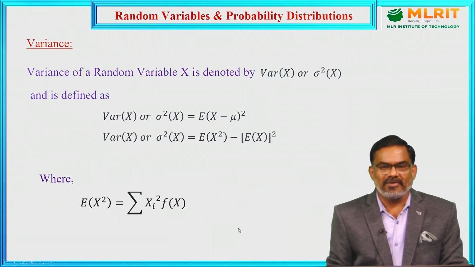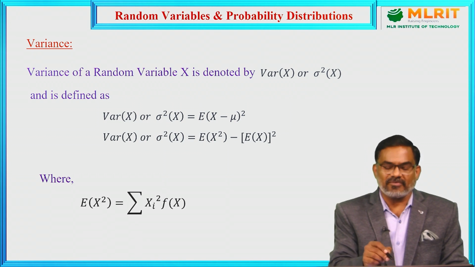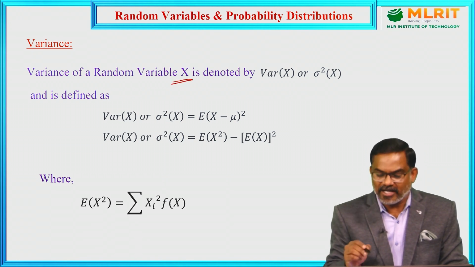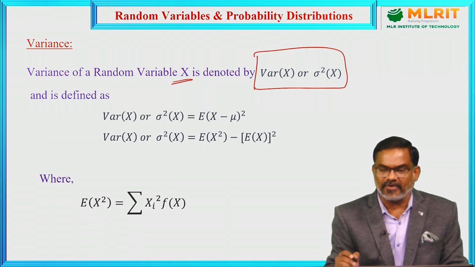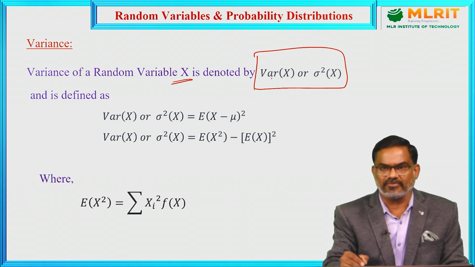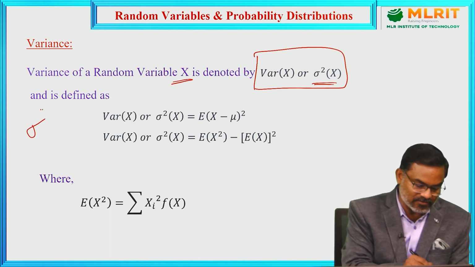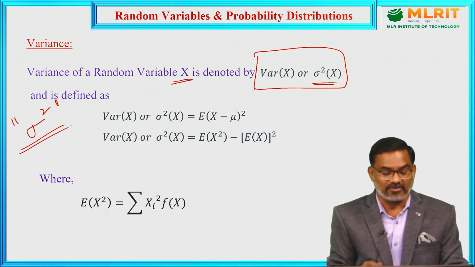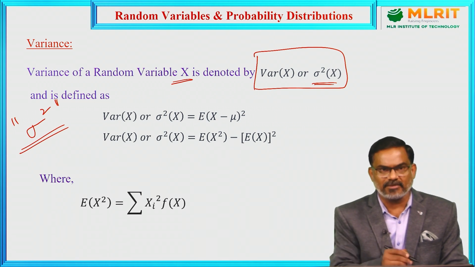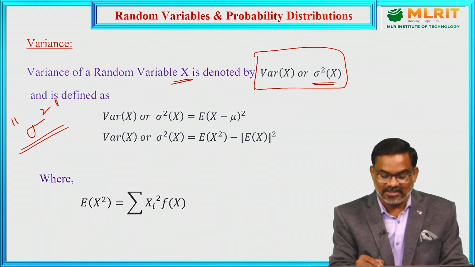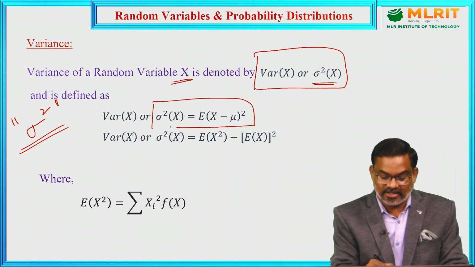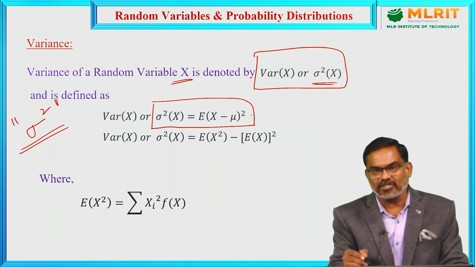Now the next definition is variance. Variance of a random variable capital X. The notation is variance of x. We can use the first three letters of variance, so VAR of capital X, or sigma square of x. This sigma square is the usual notation to denote variance. So variance of a random variable is denoted by sigma square and is defined as sigma square of x is expectation of x minus mu whole square.